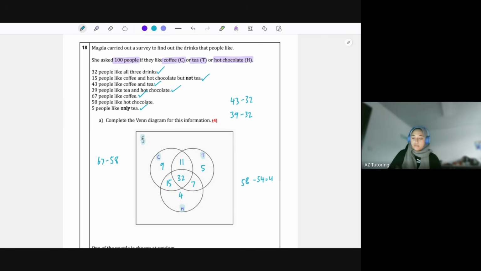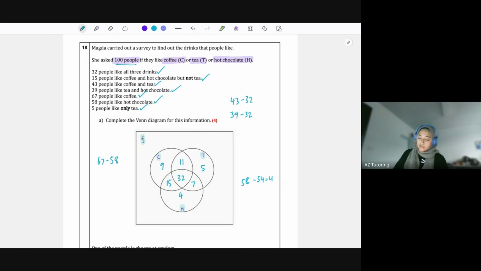But we're not done, because even though we've ticked all the statements, a lot of students stop at this point. 100 people were asked if they liked coffee, tea, or hot chocolate. None of the statements have accounted for the fact that they don't like any of them drinks, and that would be outside all the rings. So if we add up all these, I'm guessing they will add up to 100. So let's add them all up now. We'll do 9 plus 11 plus 5 plus 15 plus 32 plus 7 plus 4.